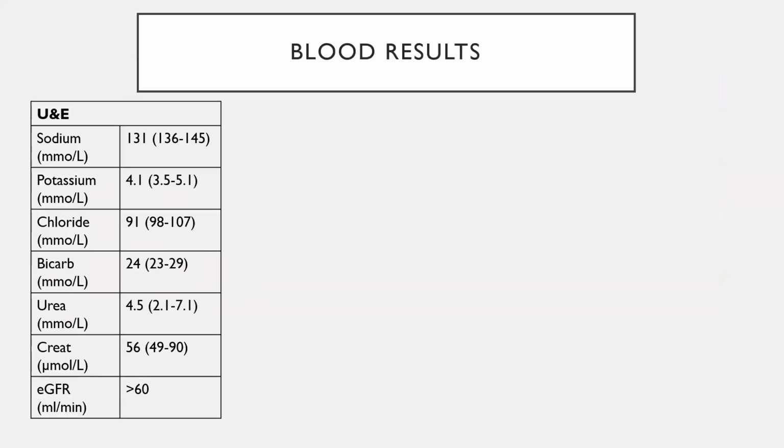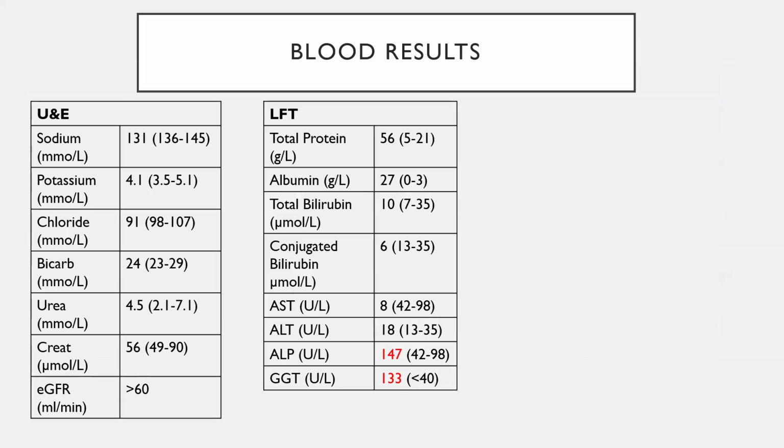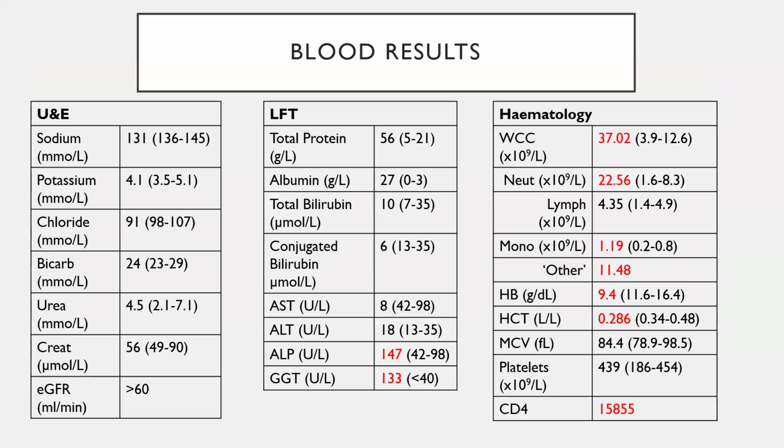In terms of blood investigations, she had a normal U&E. She had elevated ductal enzymes on her LFT, and her hematology workup was a little bit concerning. She had a white cell count of 37 that was neutrophil predominant. She had a normocytic anemia with an Hb of 9.4. But then of note, the instrument-generated differential count noted other cells of 11, an absolute value of 11 here, which we were also a little bit worried about. And then a CD4 count that was 15,855, which we thought was spurious in the beginning, but it tied in very well with the case in the end.